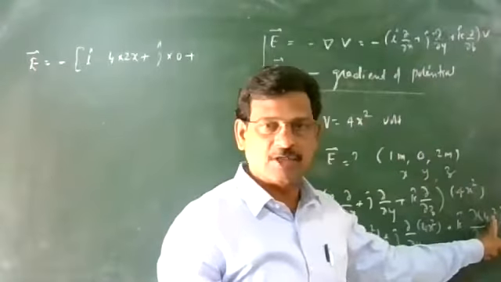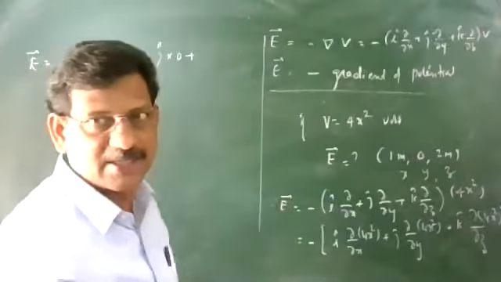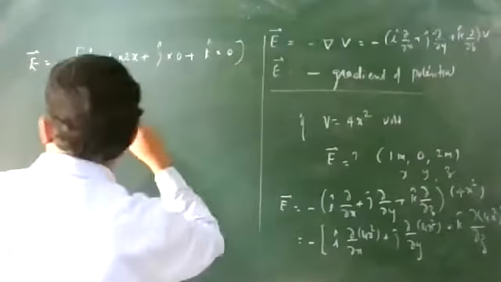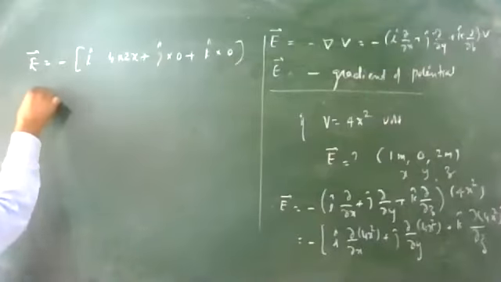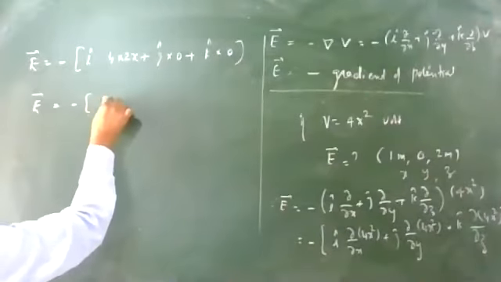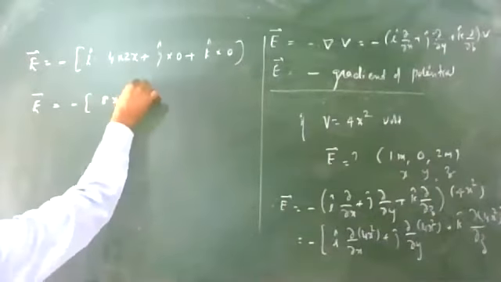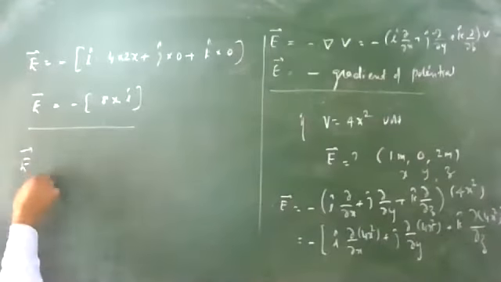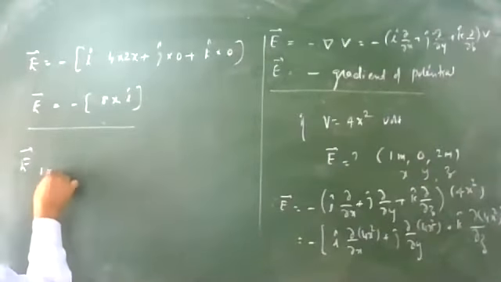Plus again here it will be d by dz of 4x square. No variable: 4 is a constant, x square is also constant because the variable is z. That is also equal to k cap times 0. So E is given by minus 8x i cap. Correct?